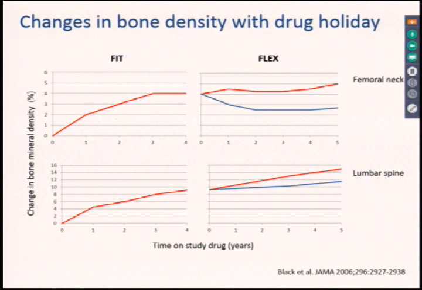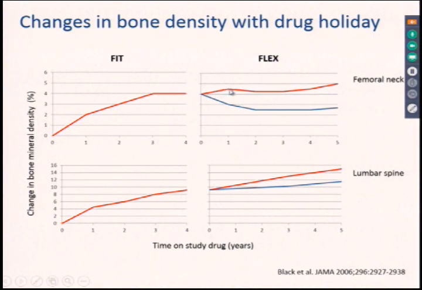And that's what they found. So the initial graph is when they were all on Alendronate, and I showed you that before. Their bone density, this is femoral neck, and this is lumbar spine. Their bone density did go up. And that's the first 5 years-ish.